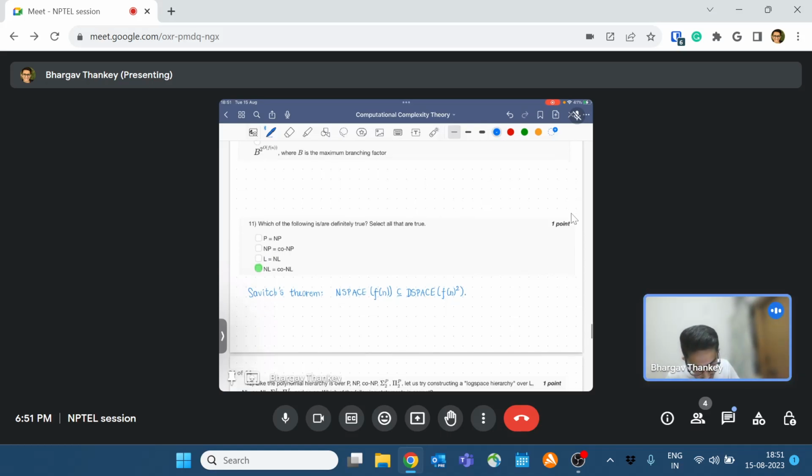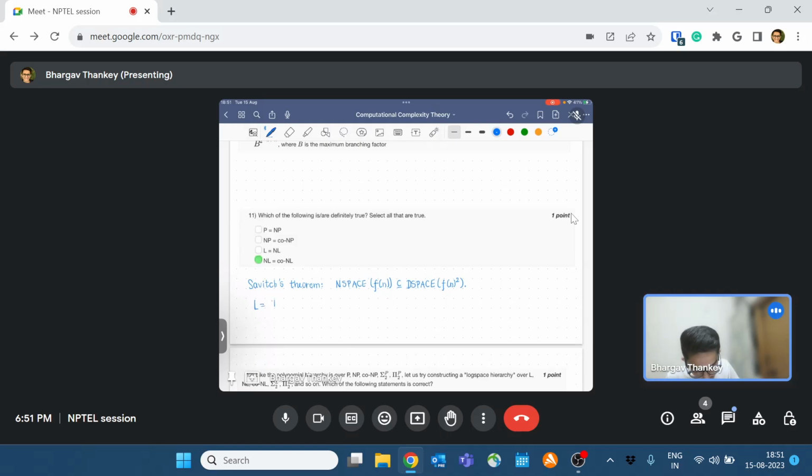And what is L? L is DSPACE(log n). And what is NL? NSPACE(log n). So from here, how can we conclude that L and NL are the same? Because we can't, right? You would need log squared n instead of log n.